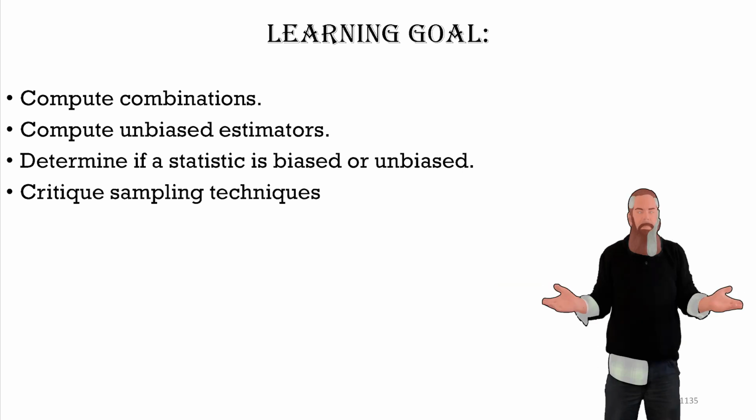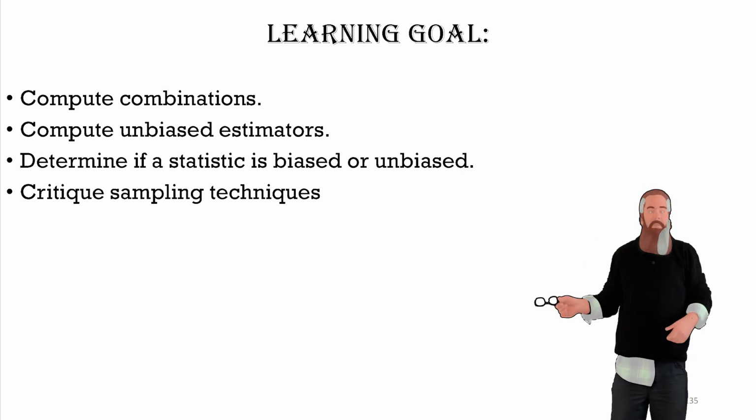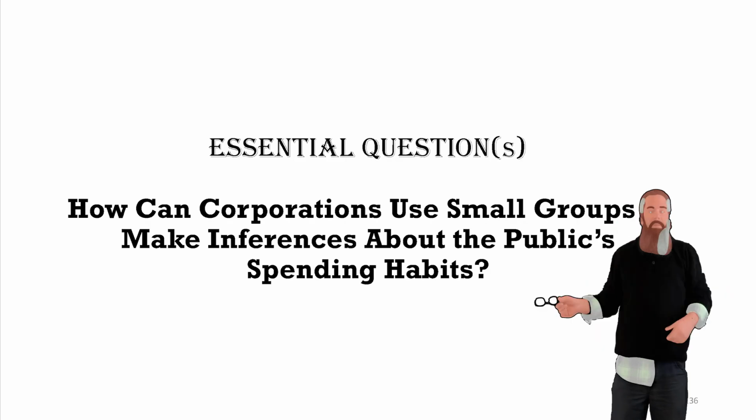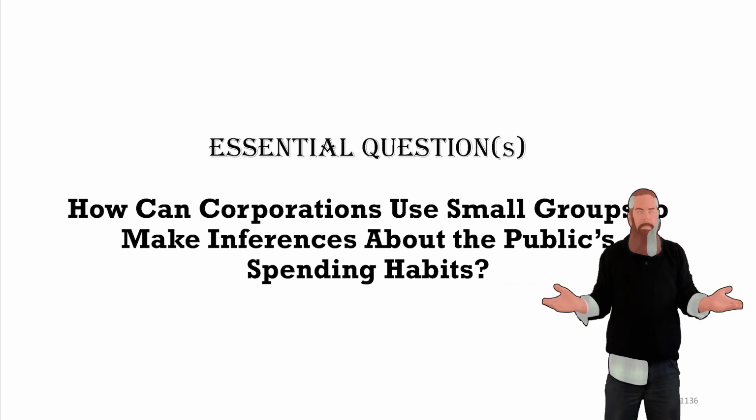We're going to compute unbiased estimators. We're going to determine if a statistic is biased or unbiased. And we're going to critique sampling techniques. All to answer the question, how can corporations use small groups to make inferences about public's spending habits?